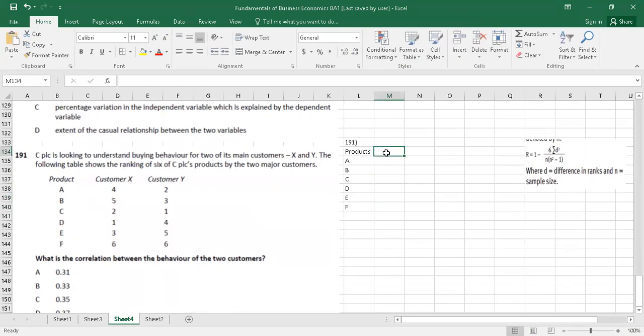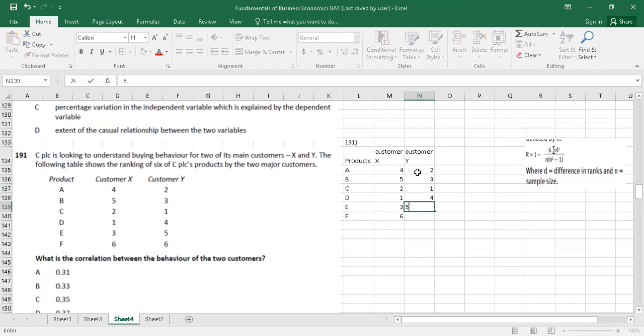Then I will write customer X. Customer X's rank is given, and customer Y's rank is also given. The ranks for X are 4, 5, 2, 1, 3, and 6. Y is equal to 2, 3, 1, 4, 5, 6.